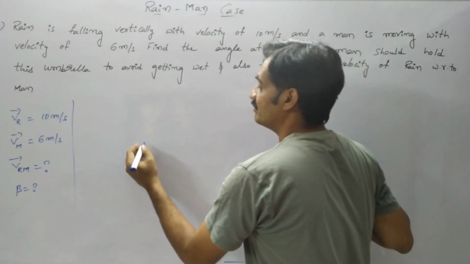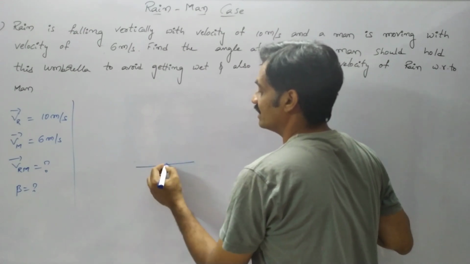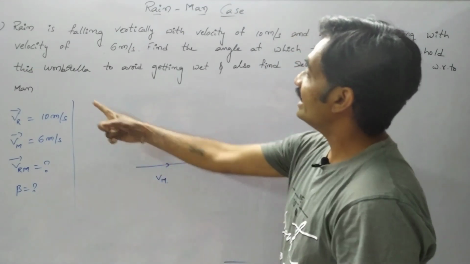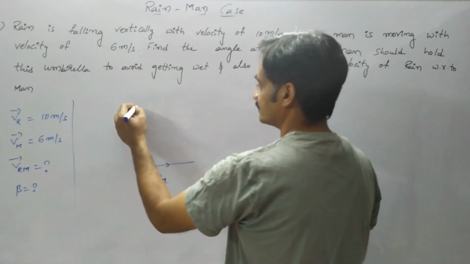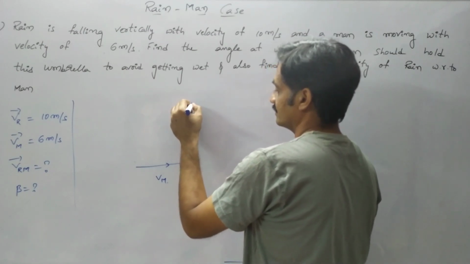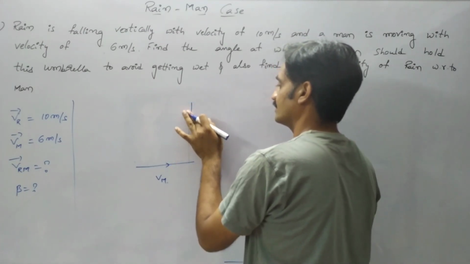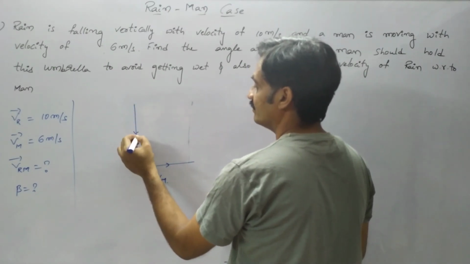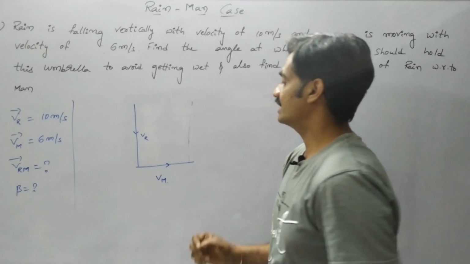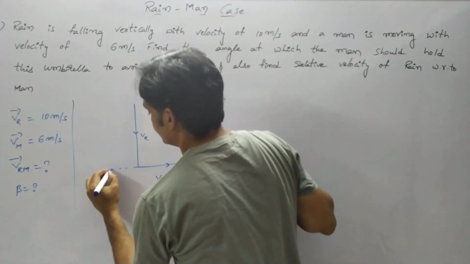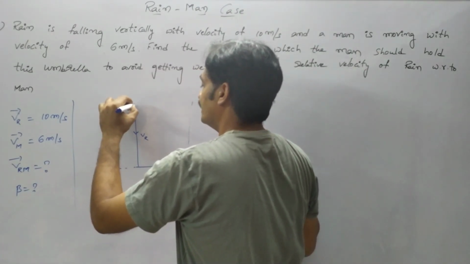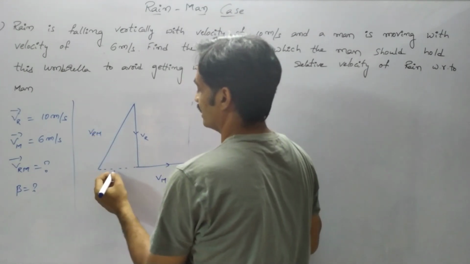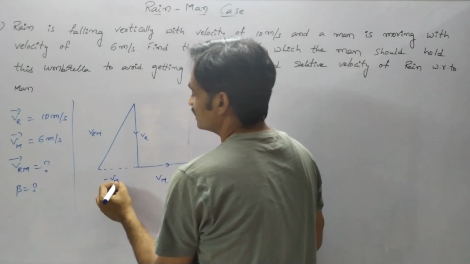As you observe, a man is moving in the forward direction with a velocity of v suffix m horizontally, whereas the rain is falling vertically, v suffix r. Here as we extend this, we can represent the relative velocity of rain with respect to man. So it represents minus v suffix m.